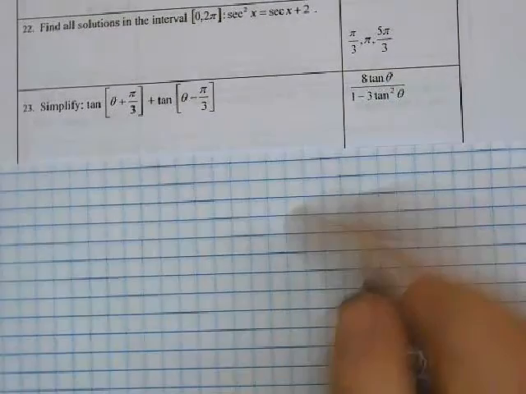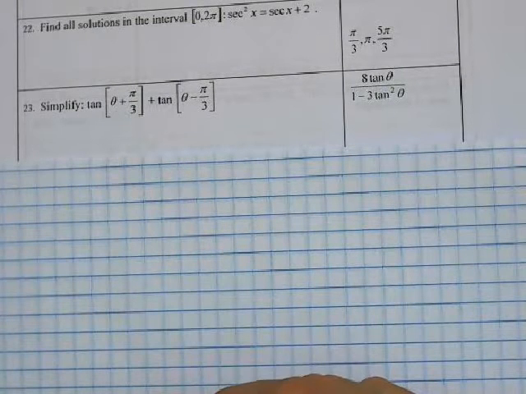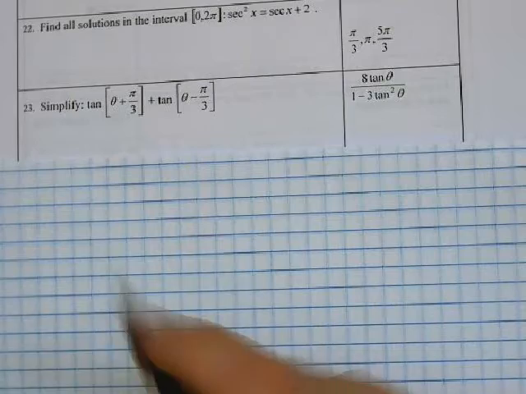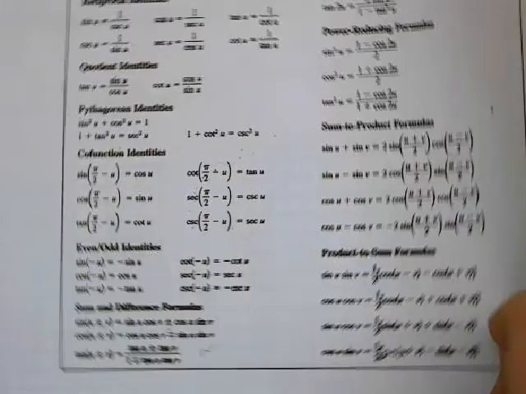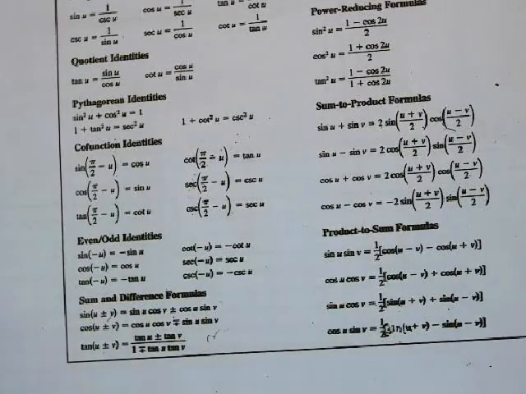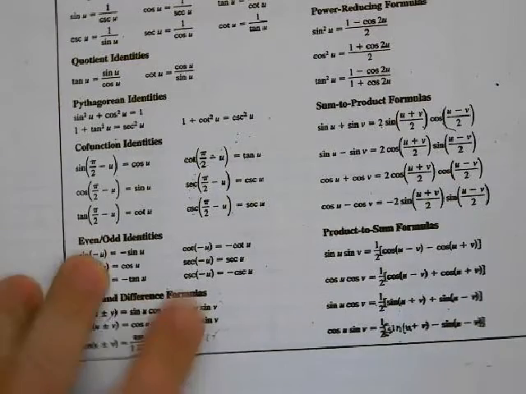Okay, 23. We're trying to simplify this expression. So we're going to need to use the sum and difference formulas for tangent, which are located on the formula sheet that I'm going to give you. It's down here. So I'm going to be using this formula to rewrite both of those expressions.